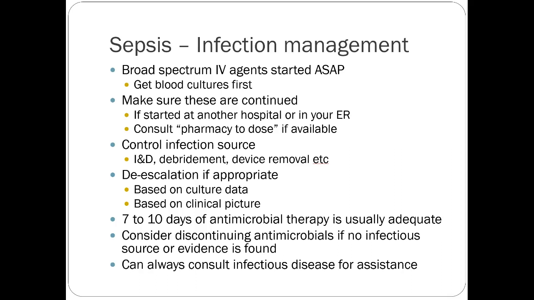You want to control your infection source if you can, whatever that might be, and then de-escalate as your culture data comes back and your clinical picture changes or improves. Usually 7 to 10 days for sepsis is about right for antimicrobial therapy. Anything beyond that is going to be a little unusual. Definitely consider getting ID involved, especially if it's a Staph aureus bacteremia, or just if it looks more complicated. If you get fungal cultures back or something like that, certainly that'd be an ID thing. I'm in the mindset that anyone in the ICU with an ID-related indication probably should have an ID specialist consulted at least to make sure that all your bases are covered.